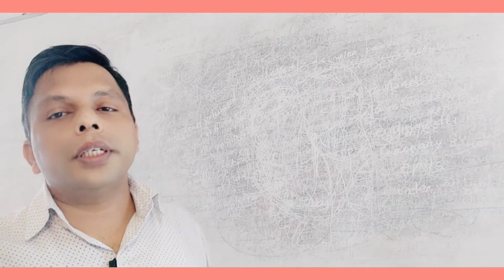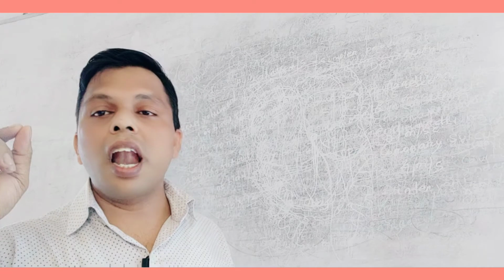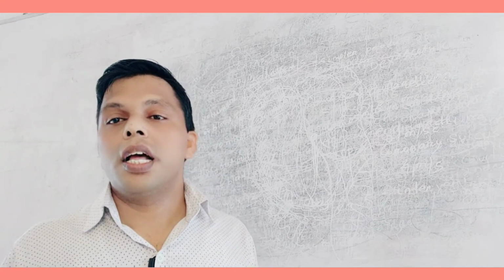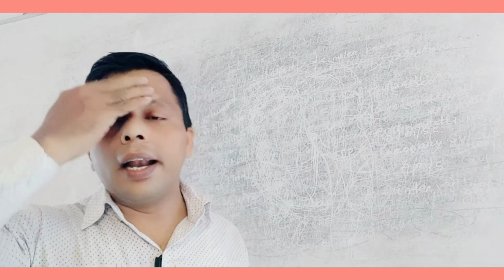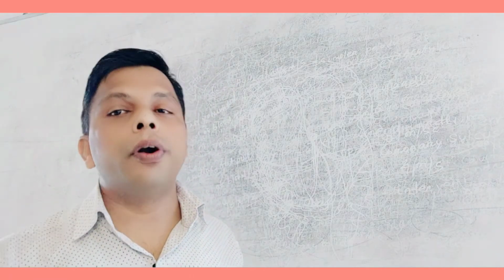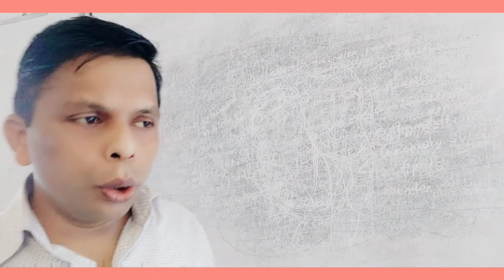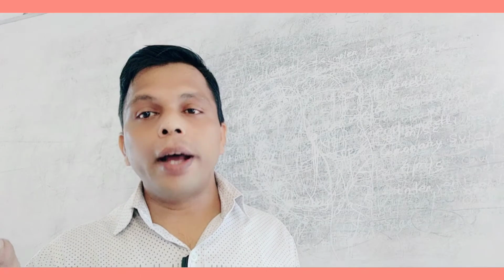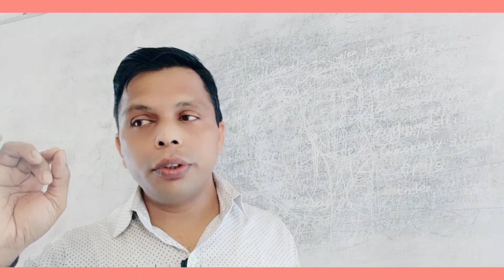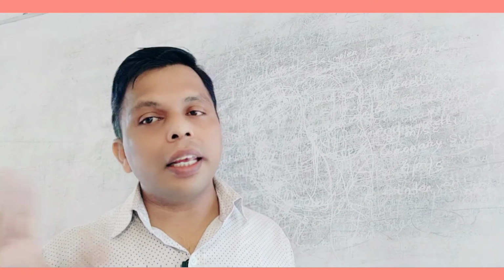We are going to discuss the largest gland of the body. What is the largest gland? Not an endocrine gland, but the largest gland of the body, that is the liver. It is also one of the associated glands of the digestive system. So let's discuss that organ in detail.